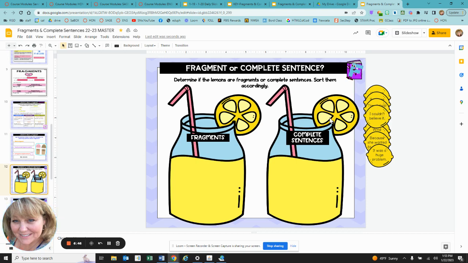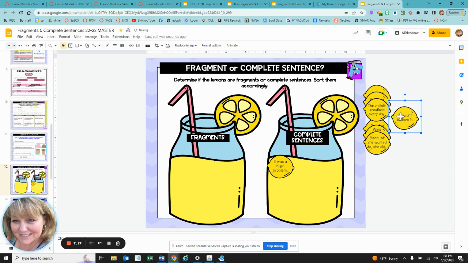So with these, we have a fragment lemonade and a complete sentence lemonade. Sort them accordingly. "It was a huge problem." Is this a fragment or is this a complete sentence? It is a complete sentence because "it" is your subject. "Was a huge problem" is our predicate. So sort them accordingly. "Because she wanted to, she did." So you're going to ask yourself, which is which? So sort them. "The violinists practiced every day." Going to read through them and figure it out.